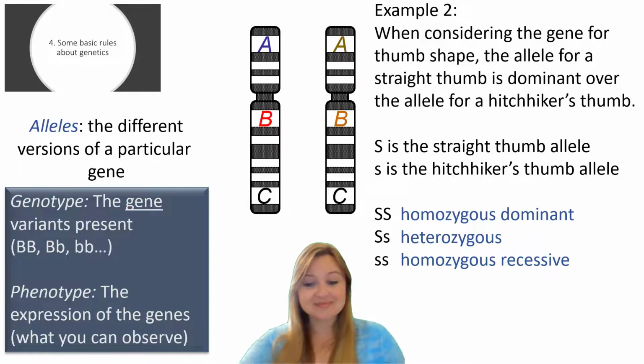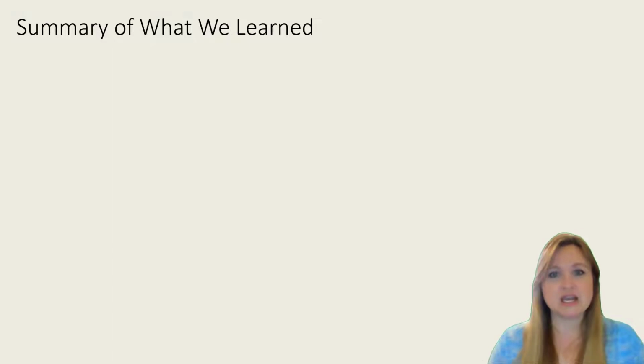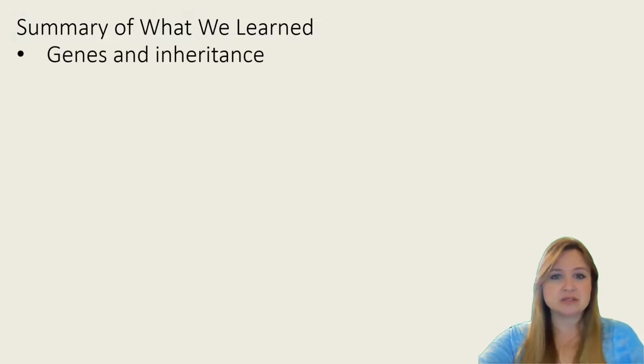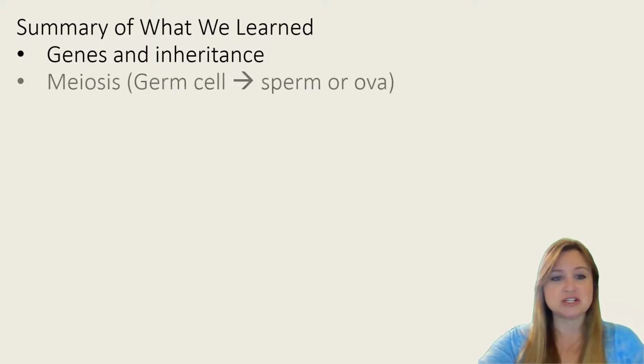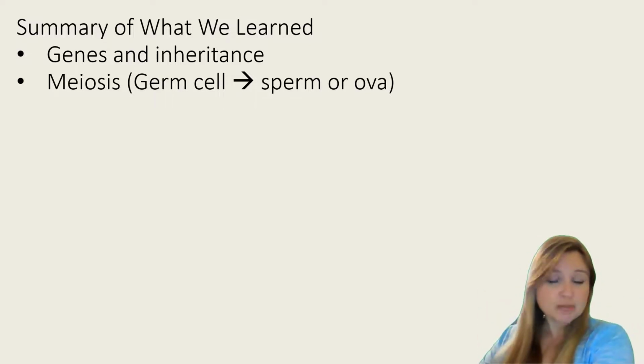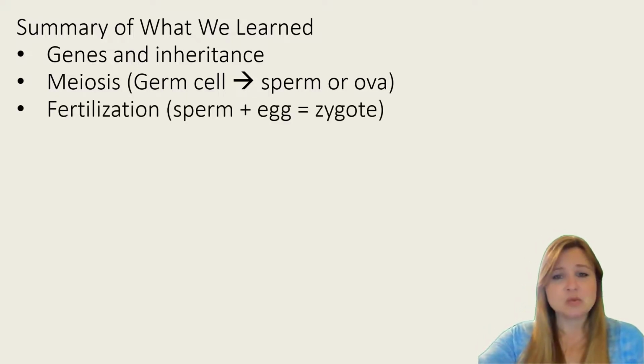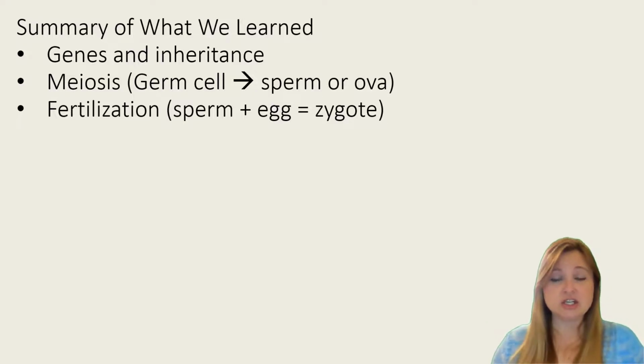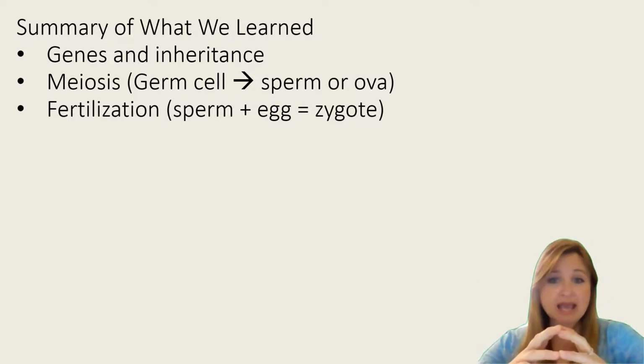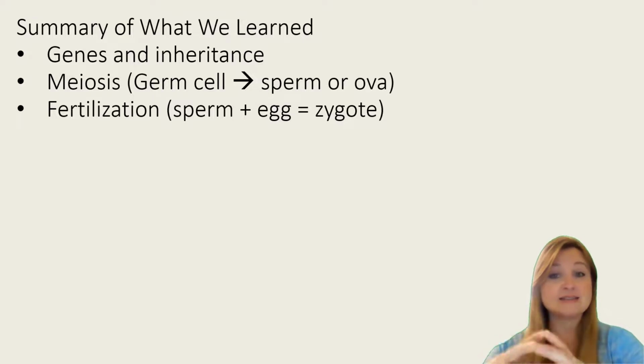See how this works? Just to summarize everything so you can bring it all together, maybe even pause the video here and see if you can explain these or at least define what all this stuff means. We talked about what a gene is and how genes are inherited or passed along from generation to generation. We talked about what meiosis is and how meiosis is the process by which germ cells become either sperm in males or ova, eggs, in females. We talked about the process of fertilization, where one sperm enters one egg to form that fertilized egg, that zygote.